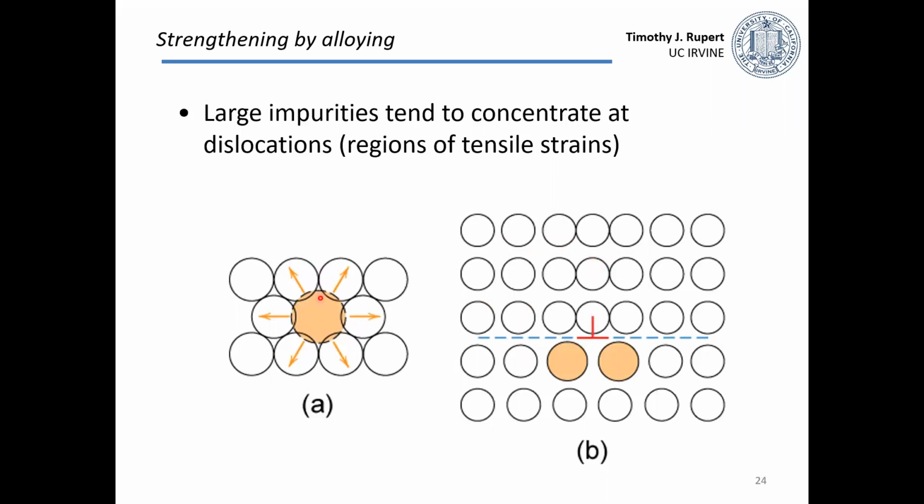You can think about the opposite. If I put in an atom that is bigger than the lattice, it would want to push out on all those atoms. So it's happy in this region where the atoms are already pulled outwards. So a larger atom wants to go below the dislocation.